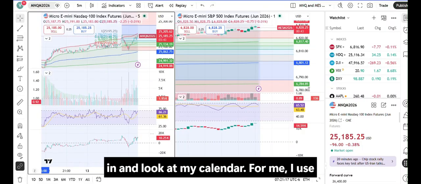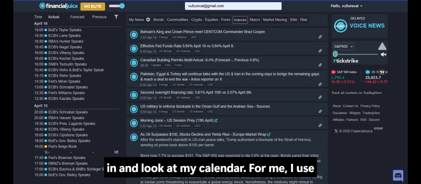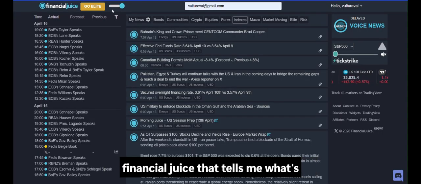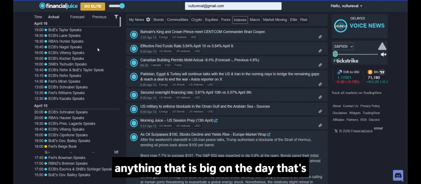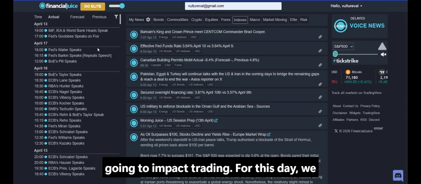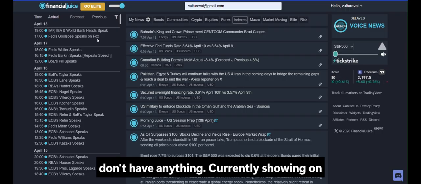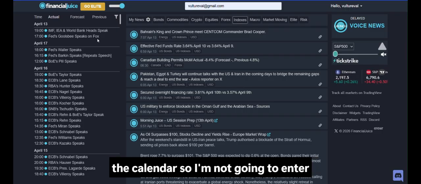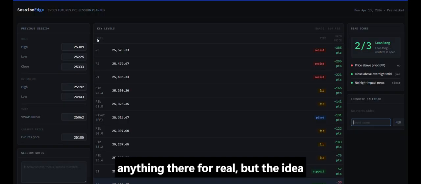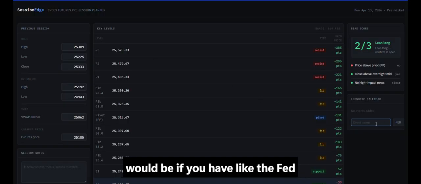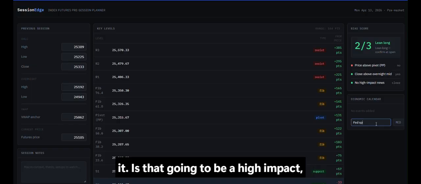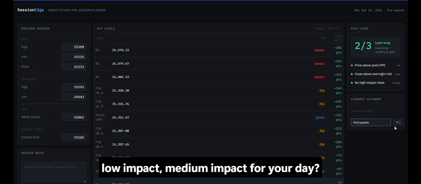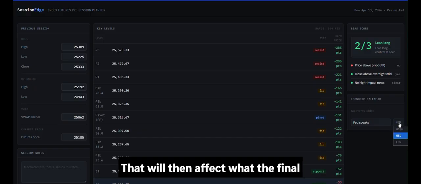So I can also go in and look at my calendar. For me, I use Financial Juice that tells me what's going on for the day to see if there's anything that is big on the day that's going to impact trading. For this day, we don't have anything currently showing on the calendar, so I'm not going to enter anything there for real, but the idea would be if you had like the Fed speaking that day, you could then rate it. Is that going to be a high impact, low impact, medium impact for your day? That will then affect what the final scores will be.